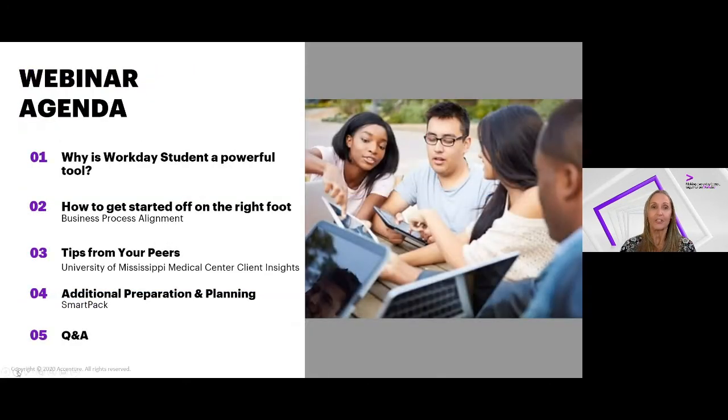Our agenda for today is really just to touch base on why Workday Student is such a powerful tool. And we really want to share with you how to get started on the right foot to begin your Workday Student implementation. We'll share our tips from your peers, and then we'll also talk about some additional preparation and planning, and then move into the Q&A.